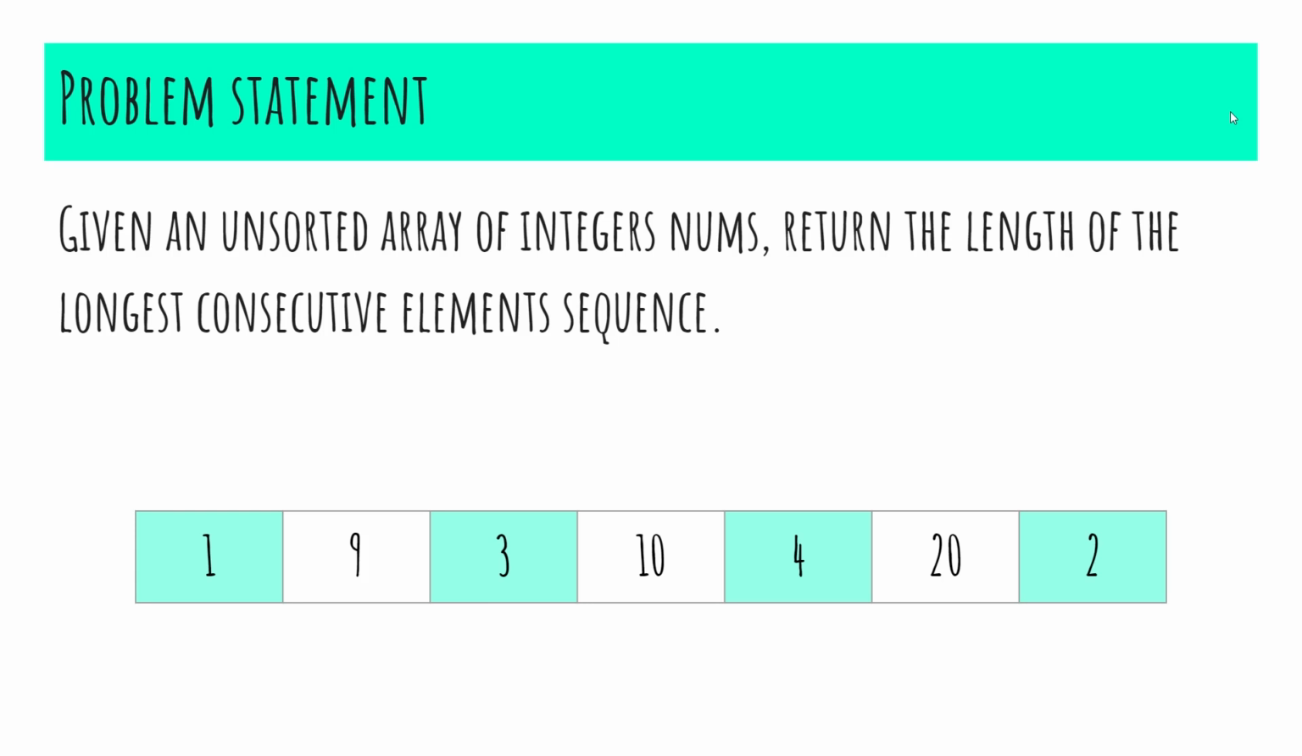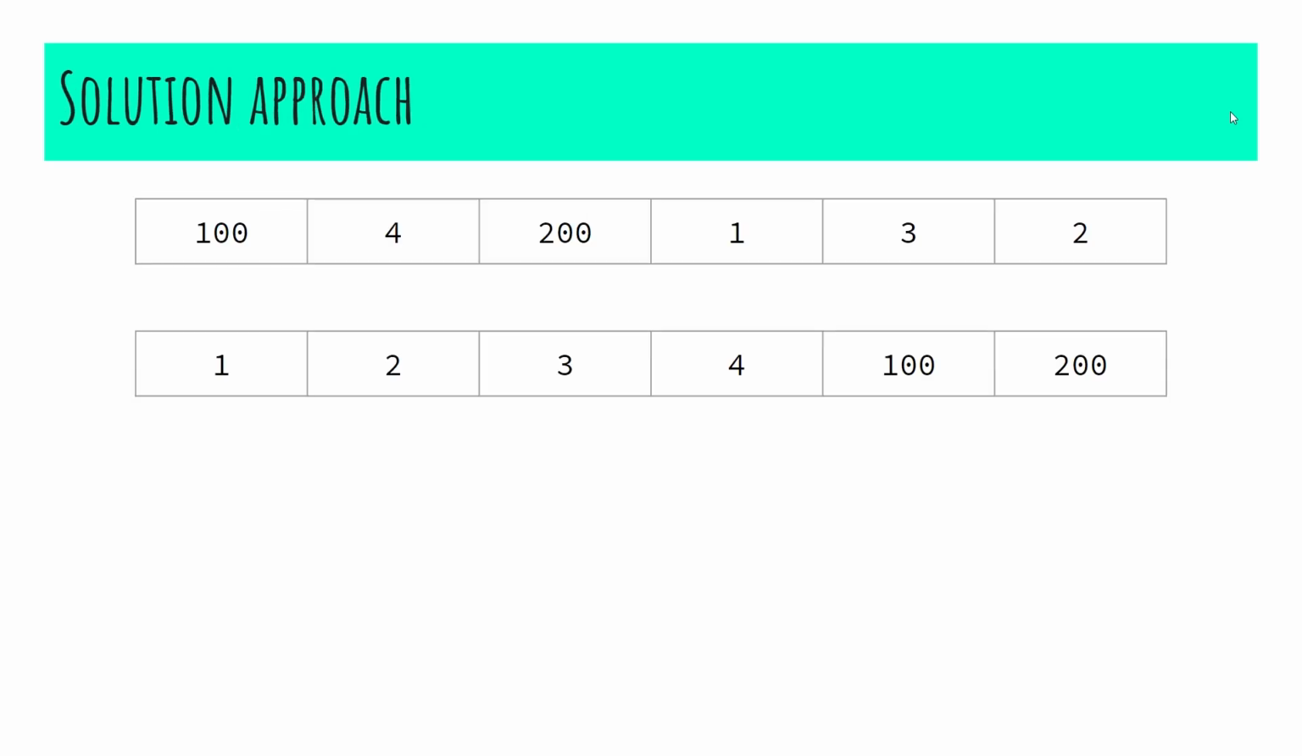Let's look at the solution approach. Today we are going to consider solving this problem using a dynamic programming approach. The first row represents the unsorted array. We are going to first sort the array, and after sorting we'll have it in the order as 1, 2, 3, 4, 100 and 200.